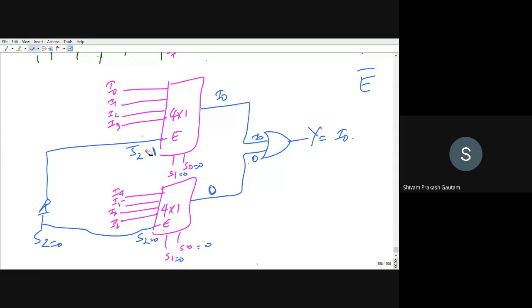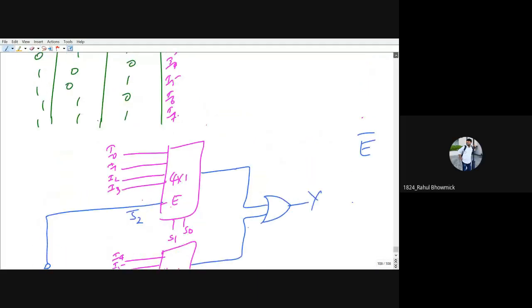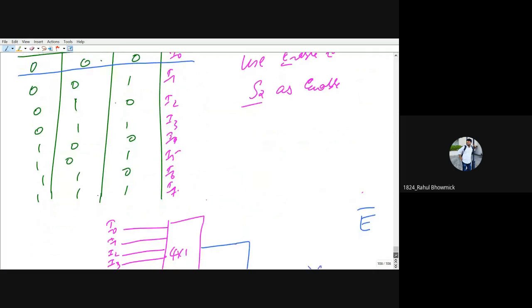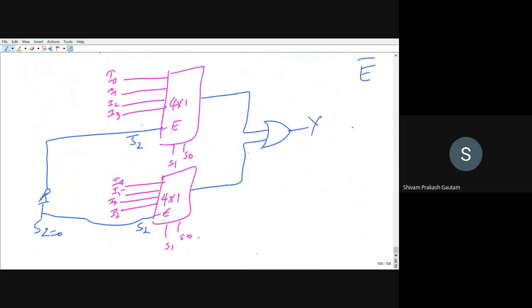Let us take another condition. Can you explain why we are getting I0 there? In the first case, why are we getting I0? S1 is 0, S0 is 0, and S2 is also 0.